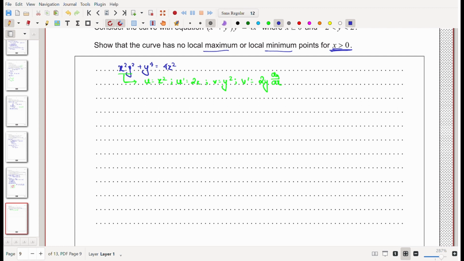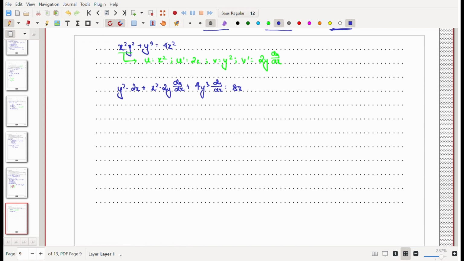So when we plug this into our equation and differentiate both sides, we get vu dash plus uv dash, which is y squared times 2x plus x squared times 2y dy by dx, plus 4y cubed dy by dx is equal to 8x. Now this is a simple case of implicit differentiation, guys. So don't worry about it. Just keep your head cool and keep moving.